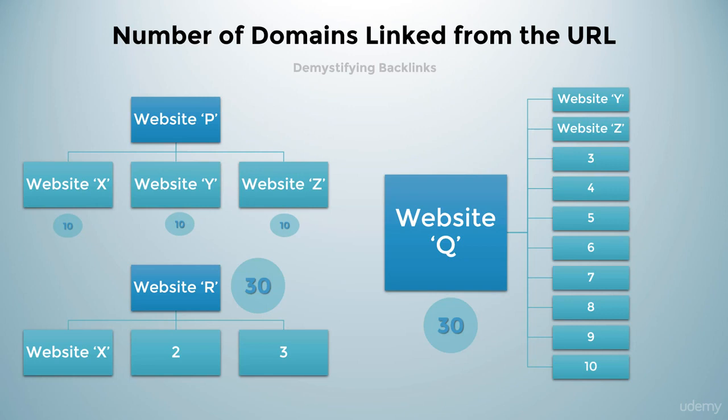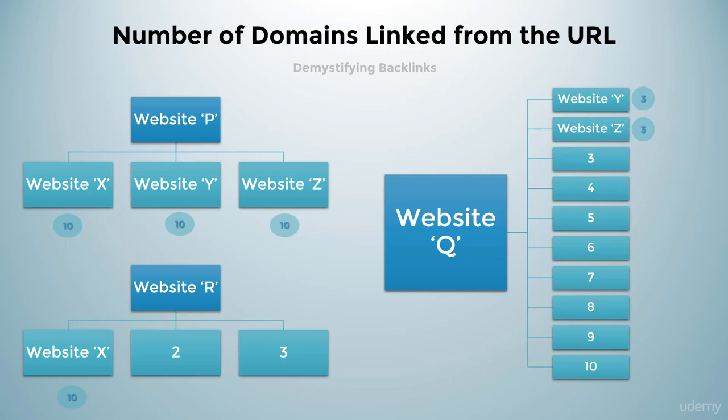Website Q gives 30 divided by 10, that is equal to 3 points to each link or website it links to. So Y and Z gets 3 points each. Website R gives 30 divided by 3, that is equal to 10 points to each link or website it links to. So X gets 10 points from website R.